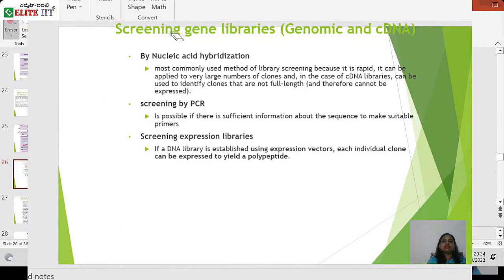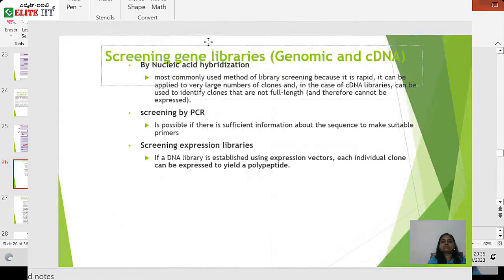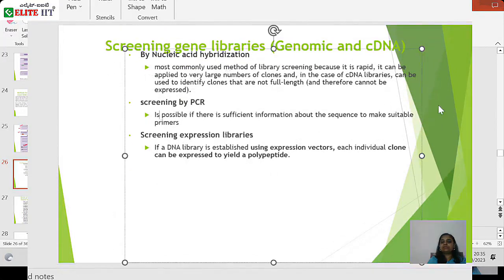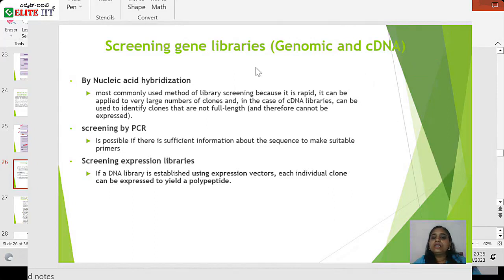screening of the gene libraries. Why this type of structure is coming? Screening gene library, genomic and cDNA, by nucleic acid hybridization you can identify. Nucleic acid hybridization.